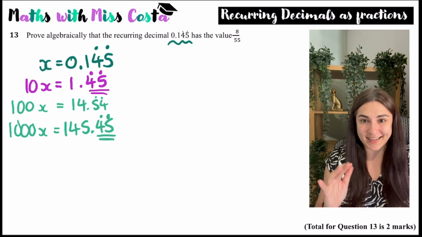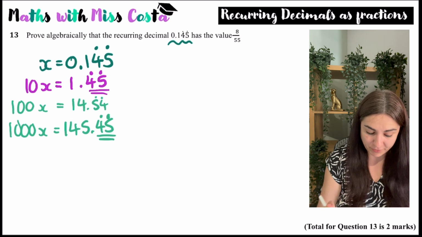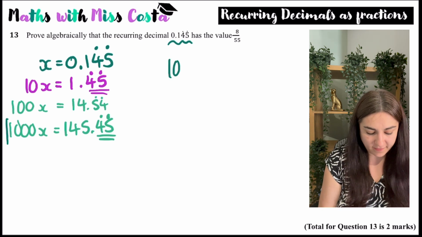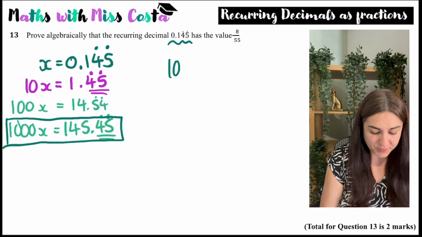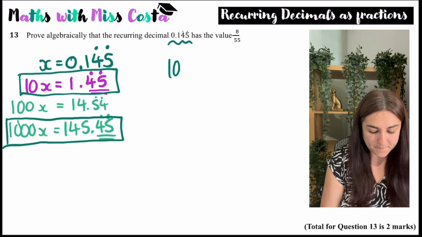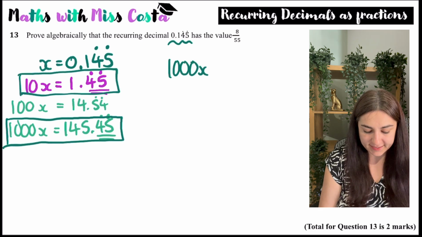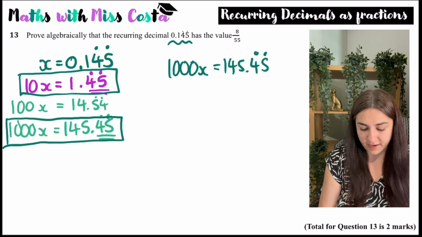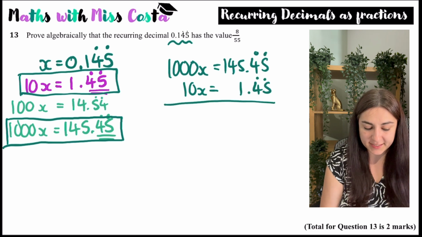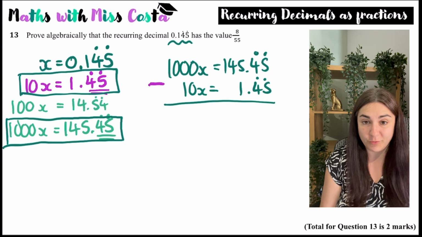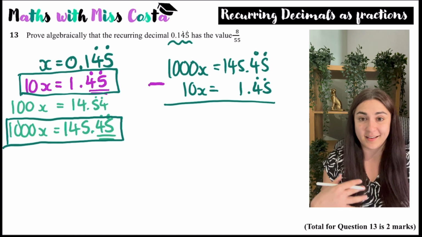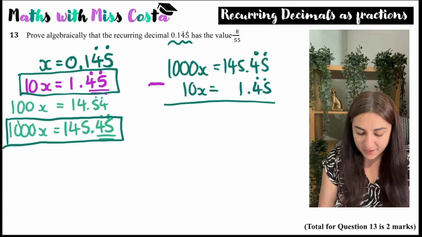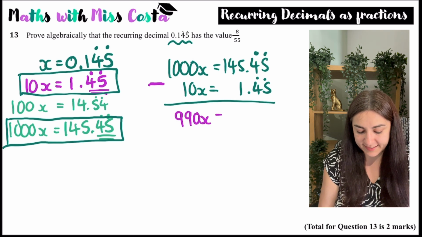And now you can see that you've got these nice bits where the bit after the decimal point is recurring, which means that if I subtract it, it will become 0. So over here, I can just circle my chosen values. I know that 1000x is 145.45 recurring. And I also know that 10x is 1.45 recurring. And what I can do is just subtract them, because if I subtract them, I get rid of the recurring decimal and I make life very pleasant. So 1000 take away 10 is 990x.